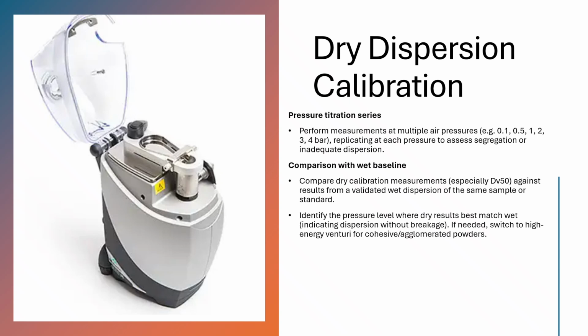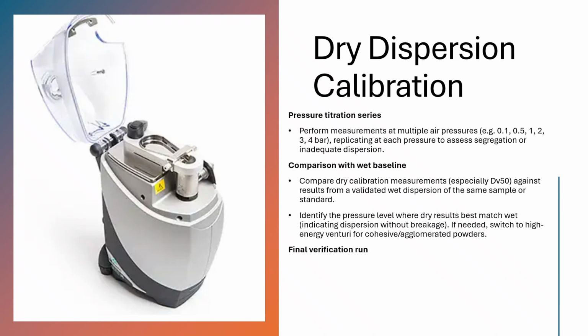Now identify the pressure level where dry results best match wet. If needed, switch to a high energy venturi for cohesive agglomerated powders, right? If dry results are larger than wet, the powder may still be agglomerated, whereas if smaller, particles are likely breaking apart. So adjusting to the pressure where sizes align confirms optimal dispersion, and a high energy venturi may be required for powders with strong cohesive forces or electrostatic attractions, right?